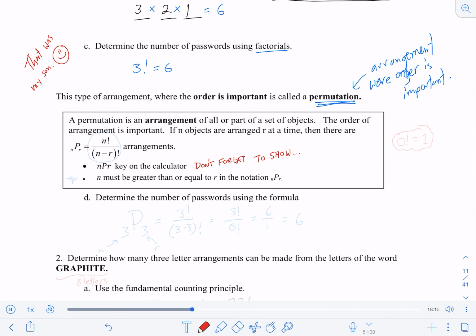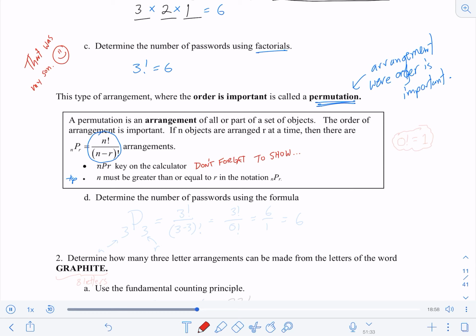Some new notations. We're going to use the capital letter P, and we're going to use the letter N, which is the number of objects, and R is the number of objects that we will arrange. And there's a formula here that will give us the permutations. There's also a button on our calculator. I will show you that in a little bit. And then there is a little tip here that says that the N has to be bigger than the R. In other words, if you have 3 things, then you can only select as many as 3 of them at a time.